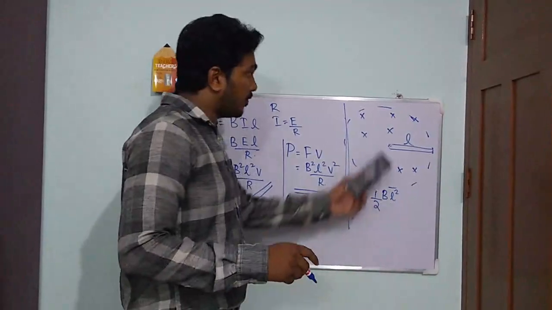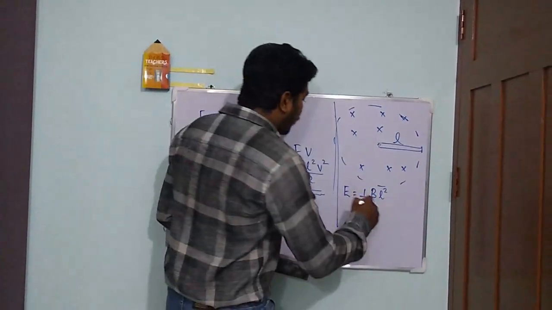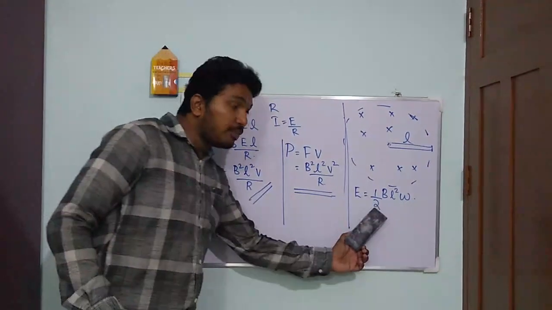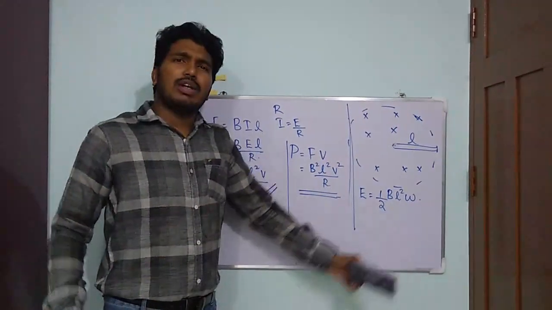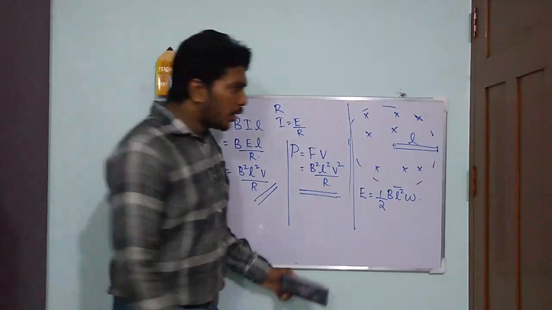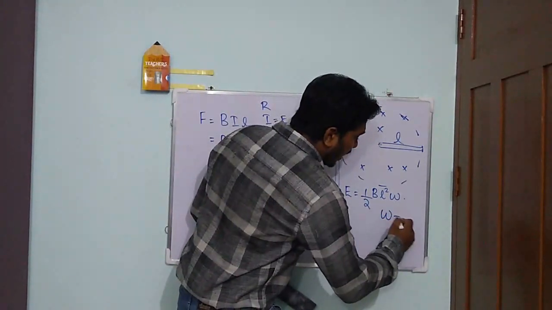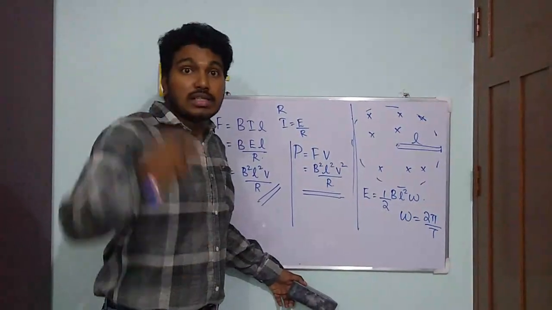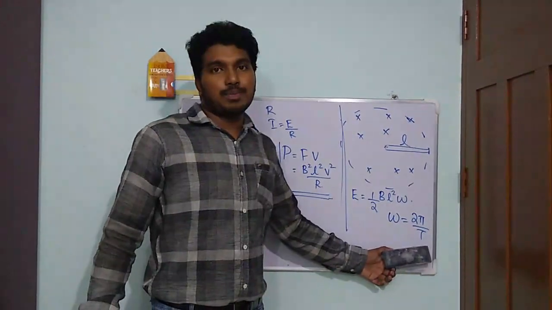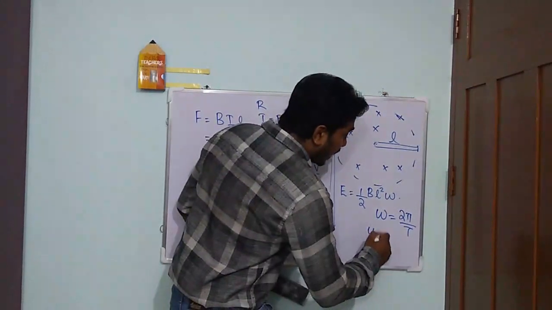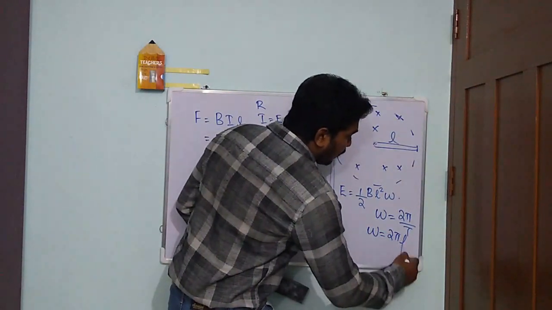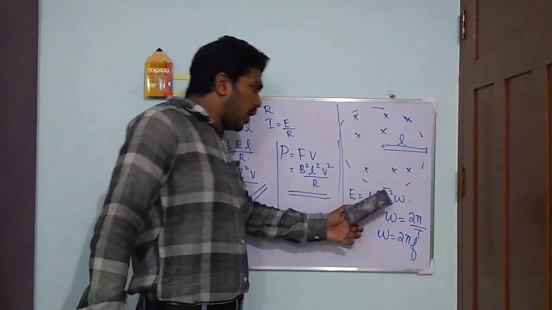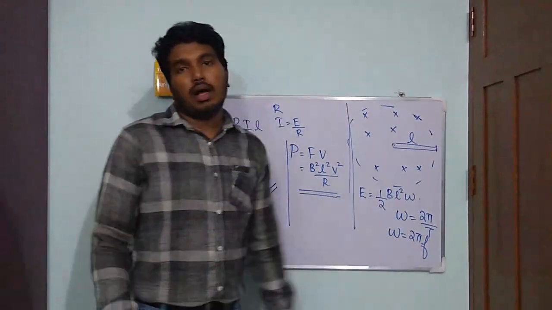Instead of that, we have used L here, so no problem. Half B L square omega. What is the equation? Half B L square omega. What is omega? You know that omega is equal to, either you can write it as 2 pi by T. Omega is the angular frequency. T is the time period of rotation. Or you can write omega as 2 pi F. What is F? F is the frequency. Fine. So half B L square omega.